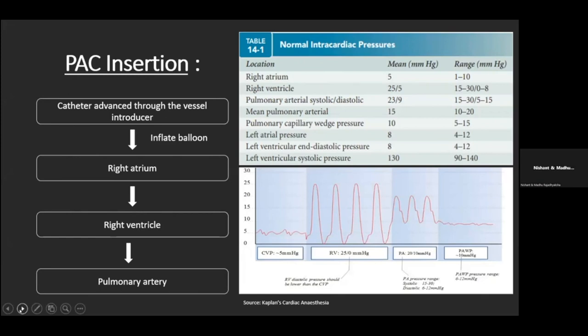The initial steps of pulmonary catheter insertion are similar to what the previous speaker has told us. After passage of the pulmonary catheter from the vessel introducer into the pulmonary artery, this can be accomplished by monitoring the waveforms, as you can see on the screen, or by fluoroscopic guidance. First, the catheter must be advanced through the vessel introducer up to 15 to 20 centimeters before inflating the balloon. The inflated balloon will facilitate the further advancement of the catheter from the RA to the RV, PA, and the capillary wedge.